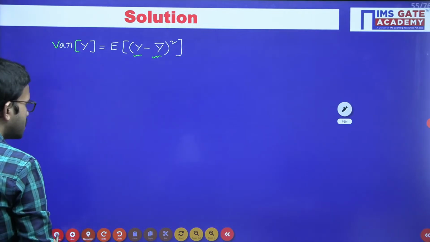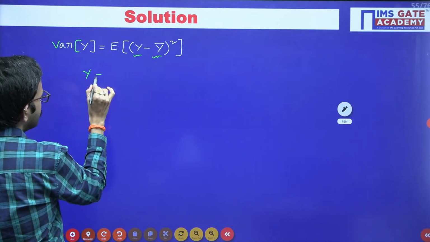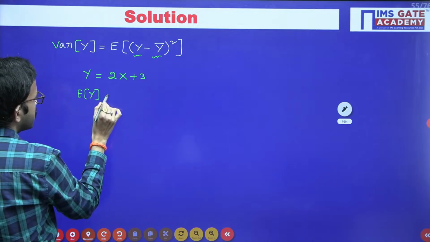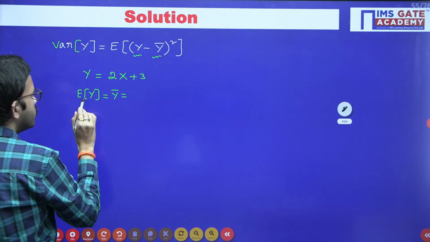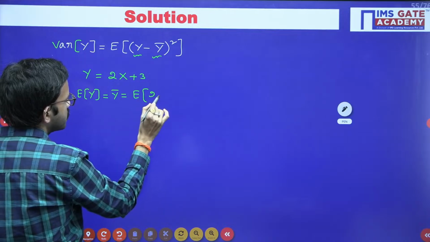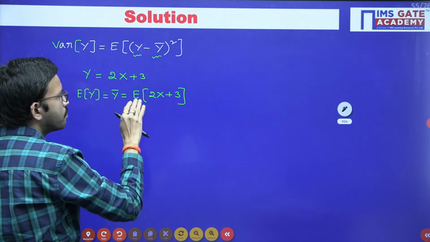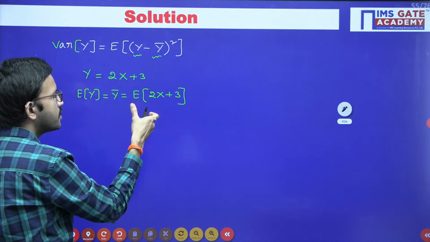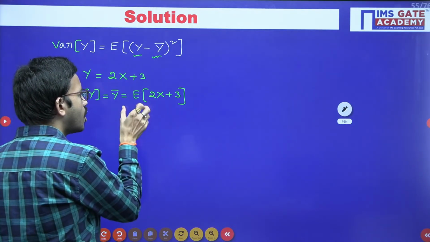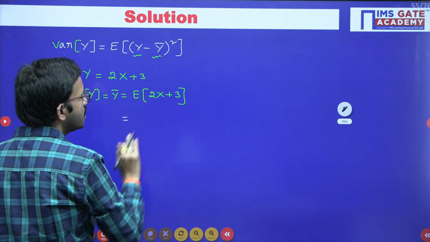In this question, they have given y as 2x plus 3. Now let us calculate expectation of y, that is nothing but y bar. In place of y you are having 2x plus 3. Now we can perform the expectation operation individually and then perform the algebraic addition. The expectation operator is a linear operator, so we can perform expectation on individual terms first and then take the algebraic sum.